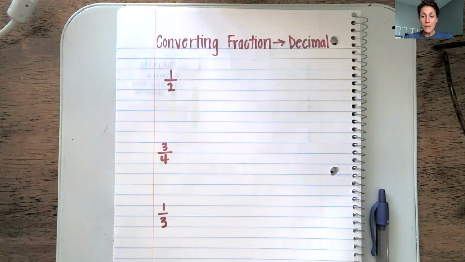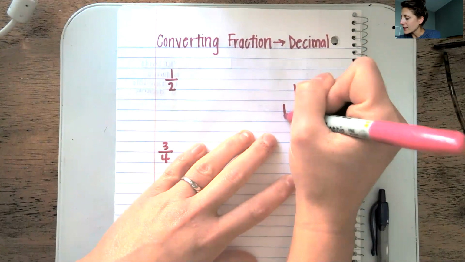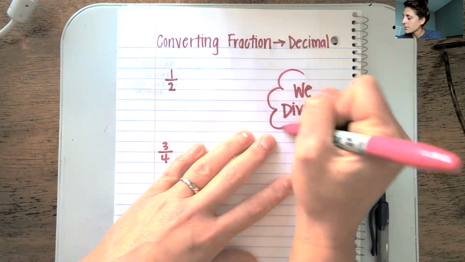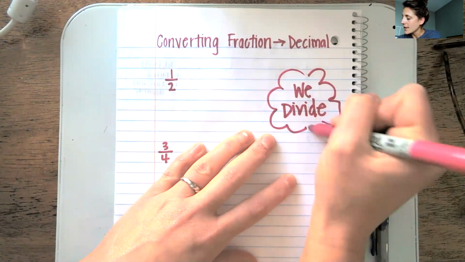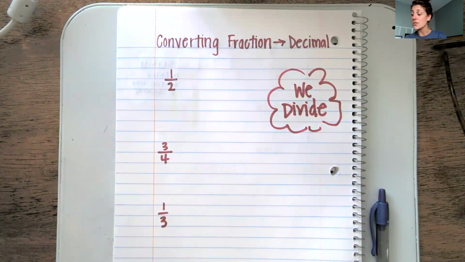Okay, so you may be wondering, how do we convert a fraction into a decimal? The simplest answer would be we divide. Yes, my friends, that is how we do it. We divide, we use long division. Oh, love long division. Okay, so we're going to go ahead and get started.